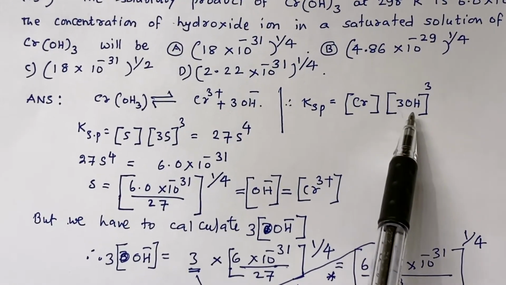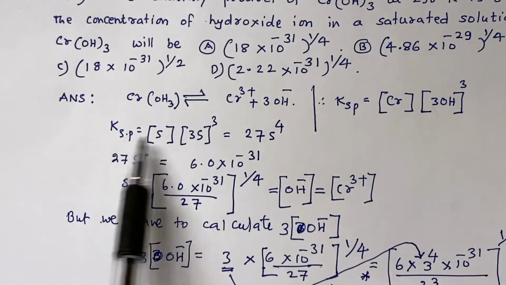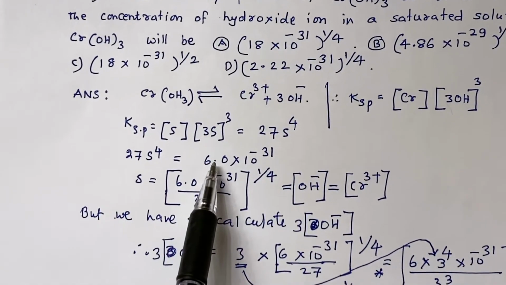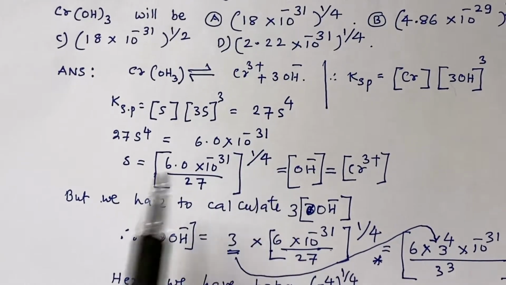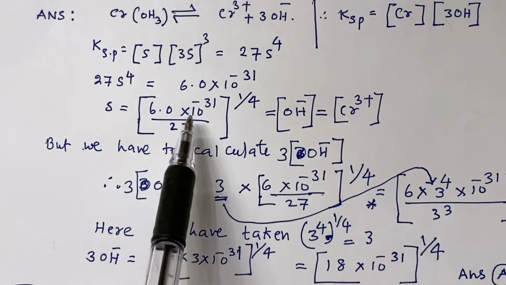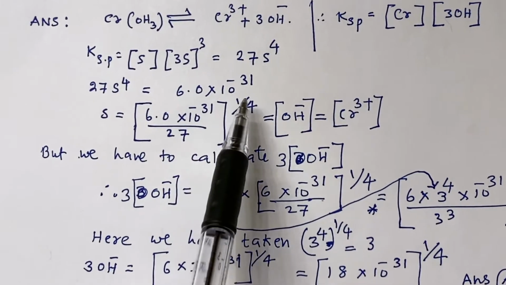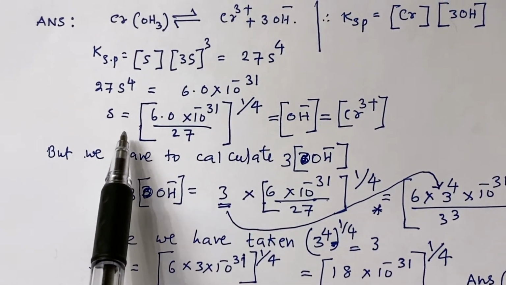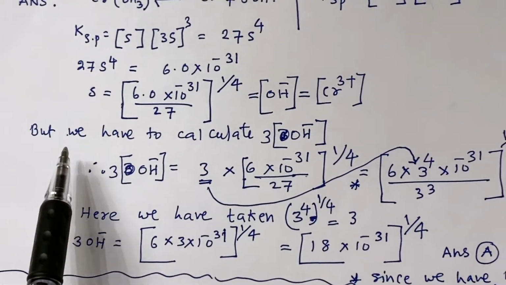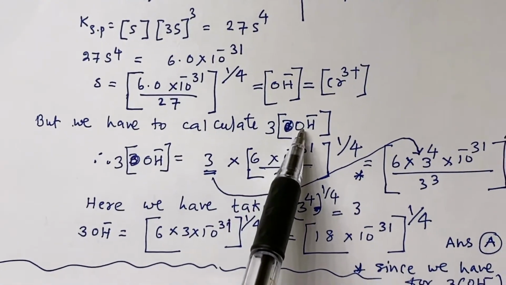ion into hydroxide ion to the power of 3. So if you solve it up, Ksp is coming 27 S to the power of 4. So 27 S to the power of 4 is equal to 6.0 into 10 to the power of minus 31. So S is equal to 6 into 10 to the power of minus 31 divided by 27, and the fourth root thing we have to solve it up. So but we have to calculate this. S has given, but we have to calculate the hydroxide ion, not S.